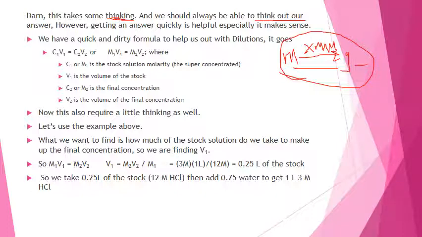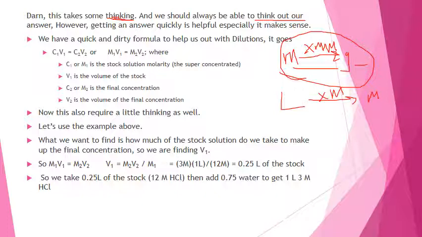Or if I want to go from liters to moles using molarity, I'll multiply by the molarity. So these are quick ways. There's always quick ways of getting your answer in chemistry. But you should always be able to think. Your answer should always make sense. And one of the problems with chemistry is that there's always a quick answer that you could use to skip thinking.